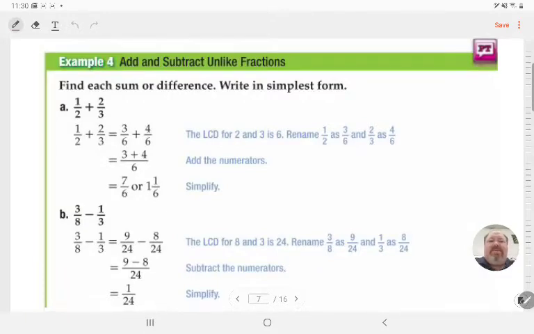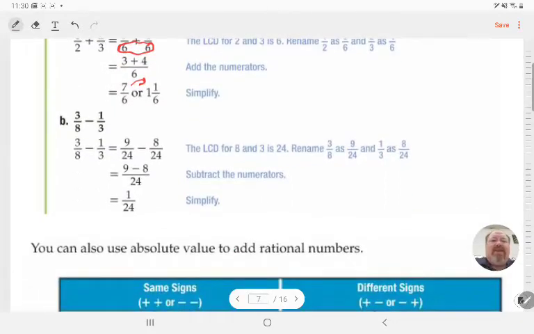And I get 3/6 plus 4/6. Again, same denominator now, so I can keep the denominator and just add 3 plus 4 to get 7/6. Don't forget to simplify and get 1 and 1/6. Okay? When you subtract, it's the exact same way.